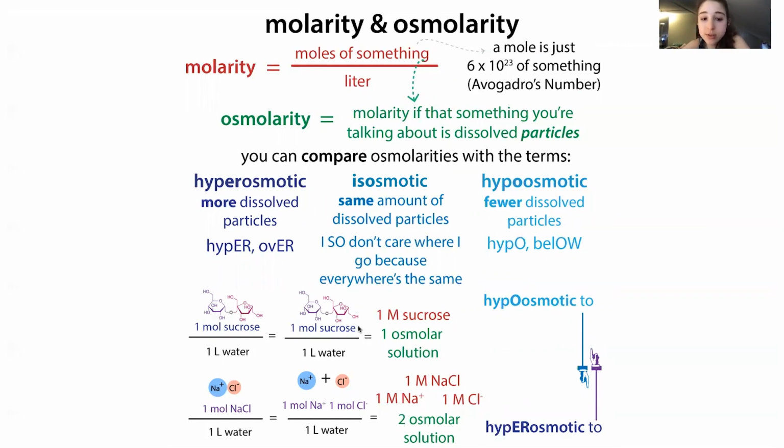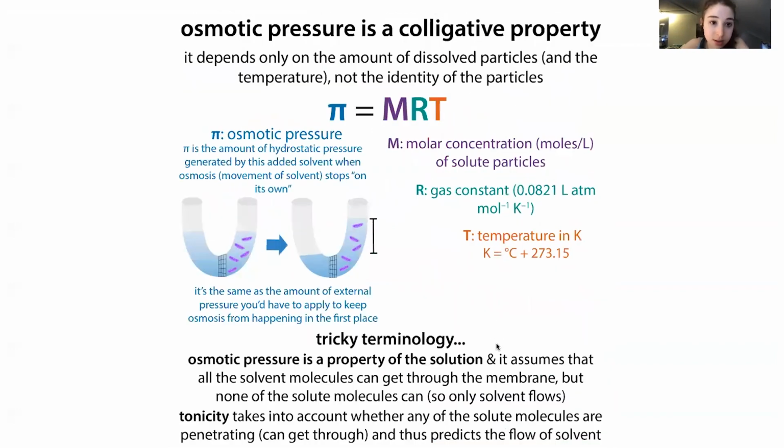So if you took a 1 molar sucrose solution and a 1 molar sodium chloride solution and dissolved them, the sucrose solution would be hypoosmotic to the sodium chloride solution, which would be hyperosmotic to it. And so we can use these terms. If we're talking about determining osmotic pressure, then this is going to allow us to compare. So we can say, okay, if one side had a higher osmolality, then water is going to flow towards that side.